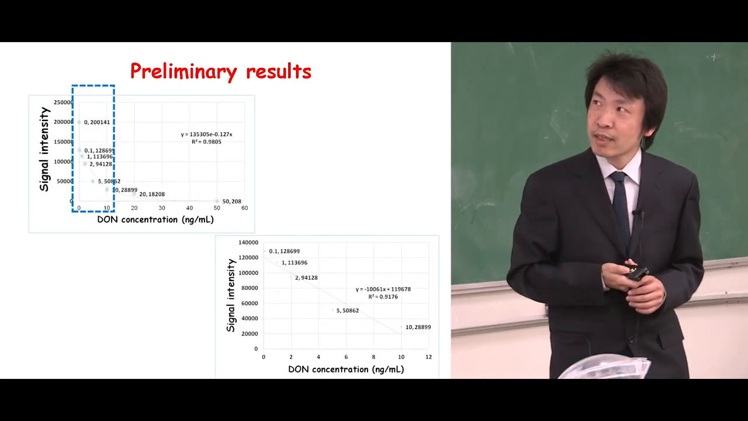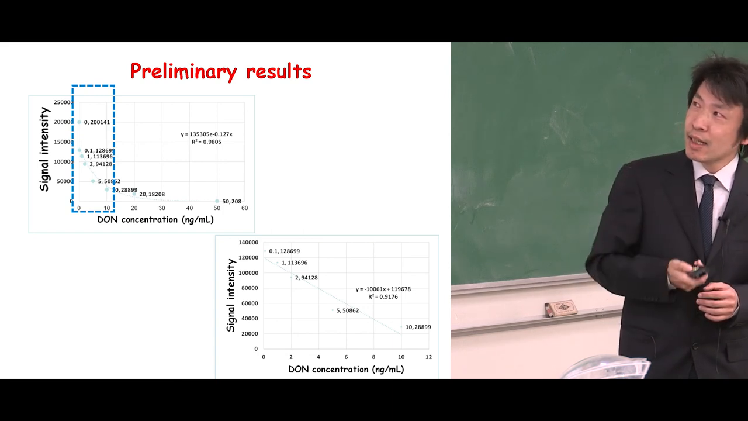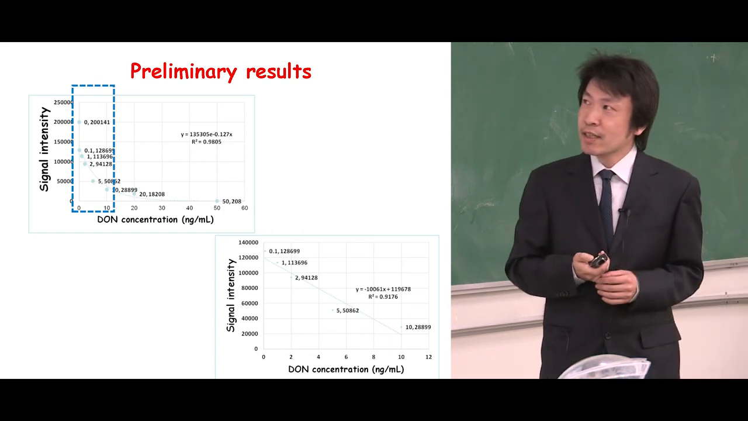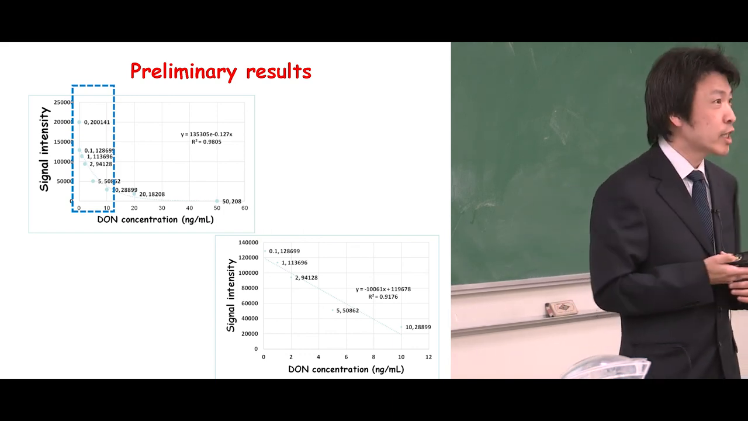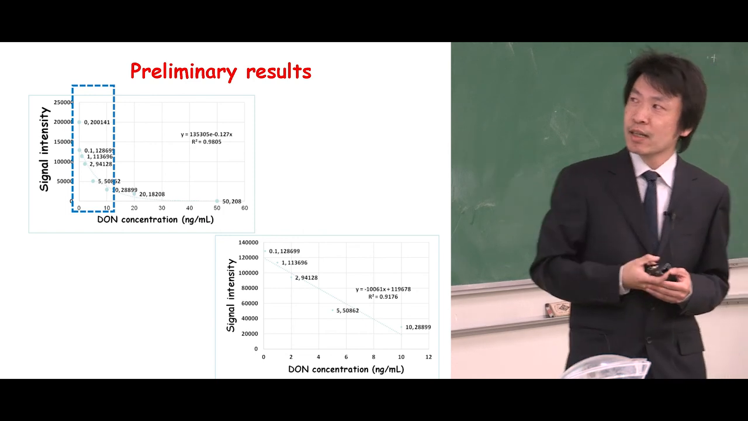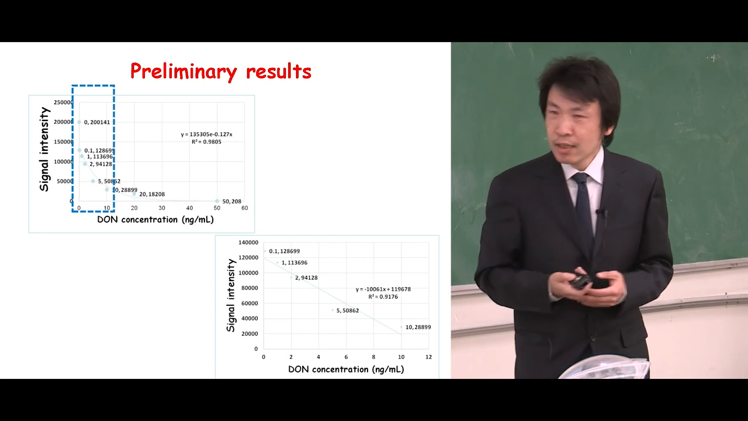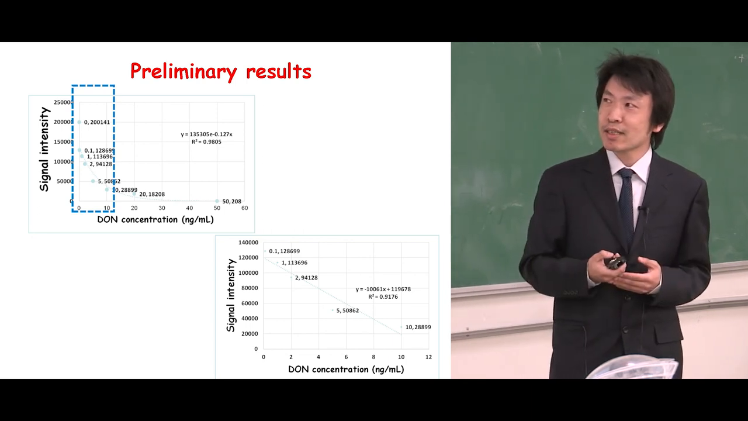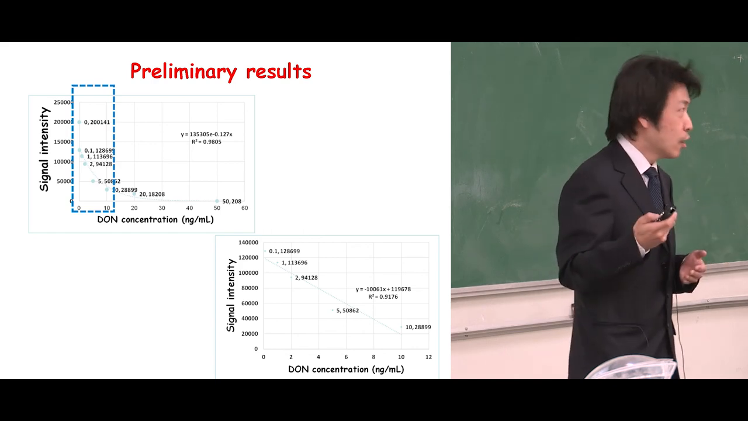Then we can calibrate the concentration with the signal intensity. Then we extract the linear range as our calibration curve. So if you have an unknown sample, it can be fitted to this linear curve to determine the concentration. Now, really, this is our first trial of the experiment. There are lots of things that can be further optimized.